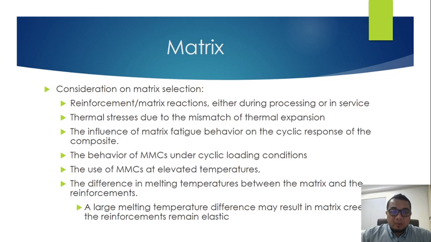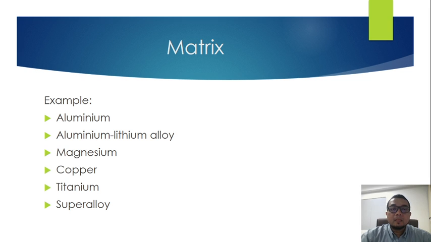So the use of MMC at elevated temperature, maksudnya kamu nak go for what type of application. Sometimes metal tu sendiri dia tak boleh go for higher temperature. So setiap metal dia mempunyai setiap berbeza dia punya takat lebur dan juga melting temperature dia. So for example, aluminium, lithium alloy, magnesium, copper, titanium and super alloy. So ni antara contoh-contoh matrix yang kamu boleh tengok.